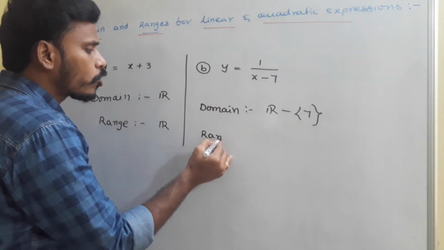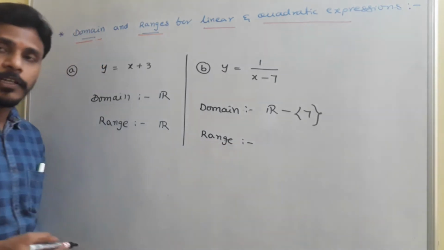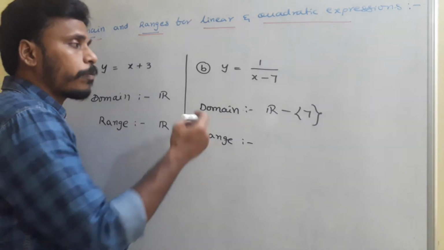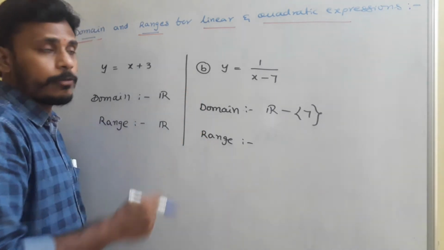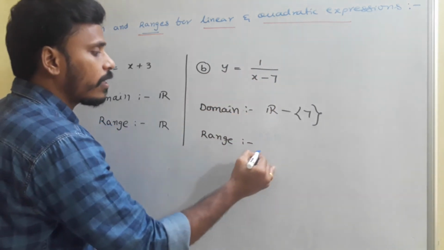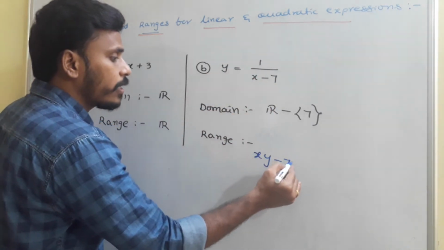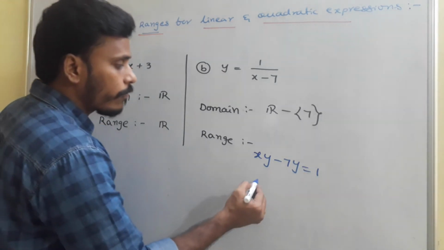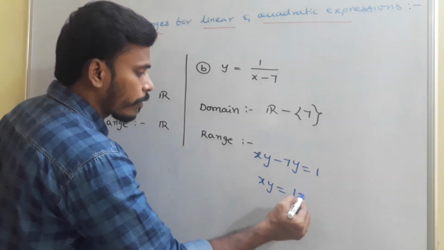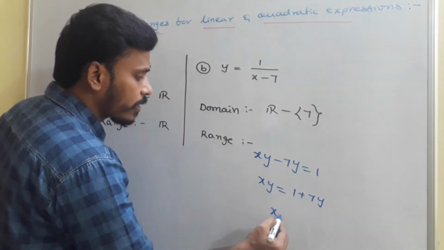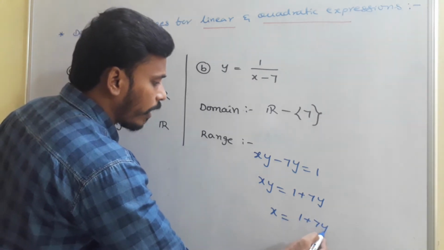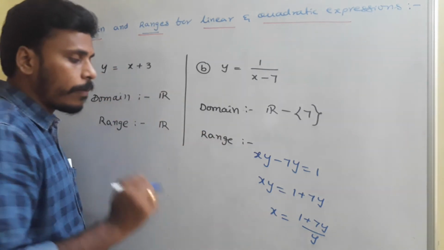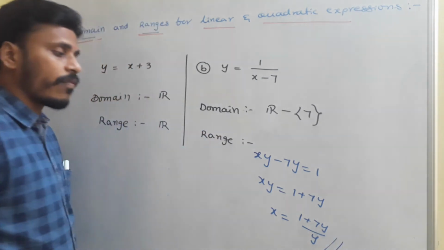Range. So to find out the range means, as I mentioned, possible values for y. For that you just try to express x in terms of y. You just do some simple rearrangement, okay? y equals 1 by x minus 7. When you rewrite, xy minus 7y equals 1. From there, xy equals 1 plus 7y and x equals (1 plus 7y) divided by y. We know that x is also real except 7, okay? And now this x is (1 plus 7y) by y.